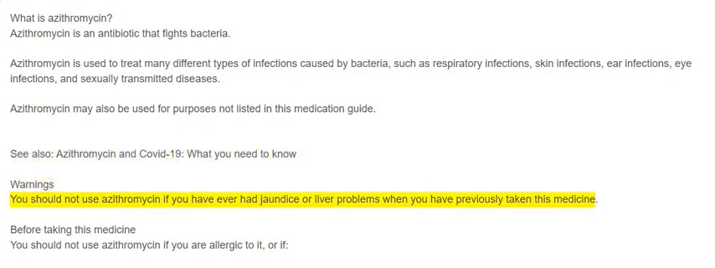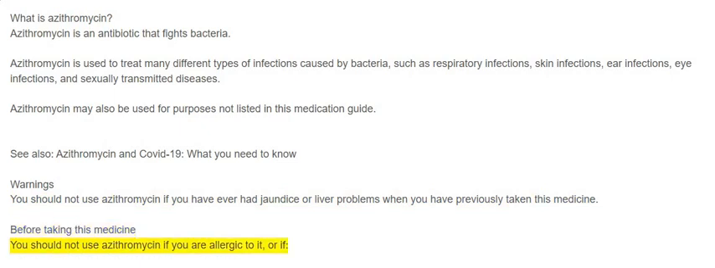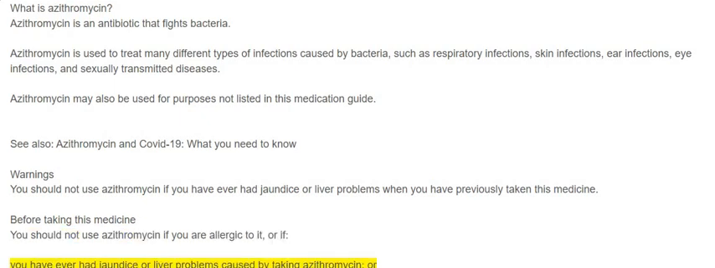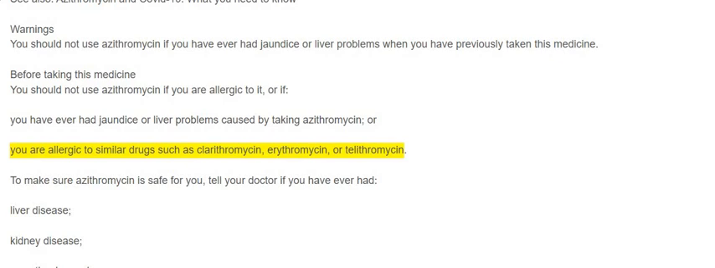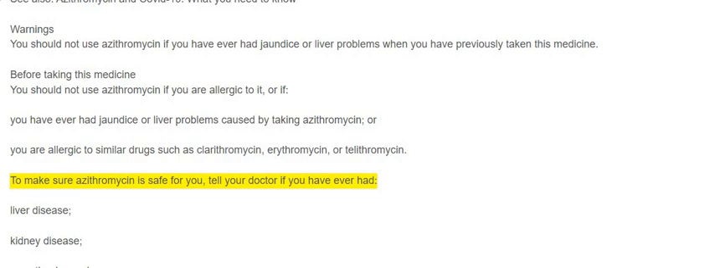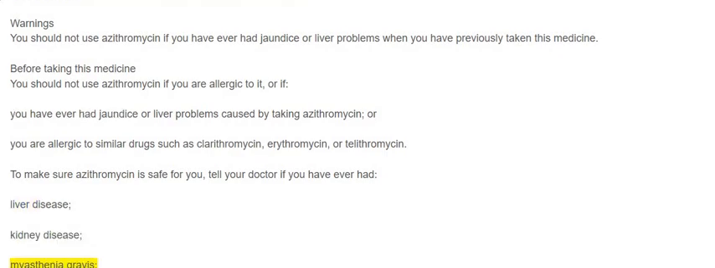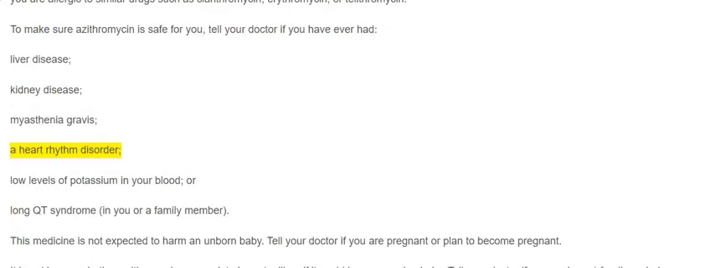Warnings. You should not use azithromycin if you have ever had jaundice or liver problems when you have previously taken this medicine. Before taking this medicine, you should not use azithromycin if you are allergic to it, or if you have ever had jaundice or liver problems caused by taking azithromycin, or you are allergic to similar drugs such as clarithromycin, erythromycin, or telithromycin. To make sure azithromycin is safe for you, tell your doctor if you have ever had liver disease, kidney disease, myasthenia gravis, a heart rhythm disorder, low levels of potassium in your blood, or long QT syndrome, in you or a family member.